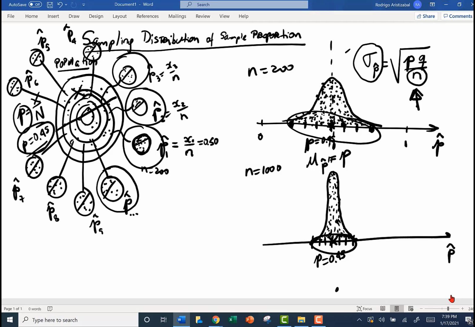We are going to use the sampling distribution of the statistic to make inference about the true parameter. Also, we are going to use this concept to test hypotheses about the true parameter.